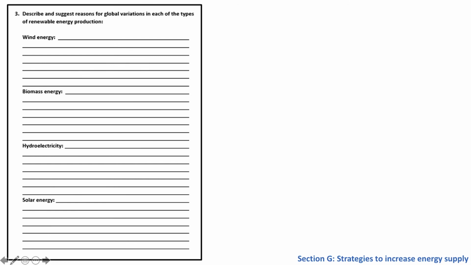Question 3 is asking us to describe and suggest reasons for global variations in each of these different types of renewable energy production. So we need to think about why different countries around the world can use different types of energy. We've got wind energy, biomass energy, hydroelectricity and solar energy. If you haven't, pause the video now and go back to Caboodle and take a moment to look through and see if you can find the answers yourself and jot them down. However, hopefully you've already taken the time to complete the booklet, and if so, continue with the video and see if your answers and ours match at all.